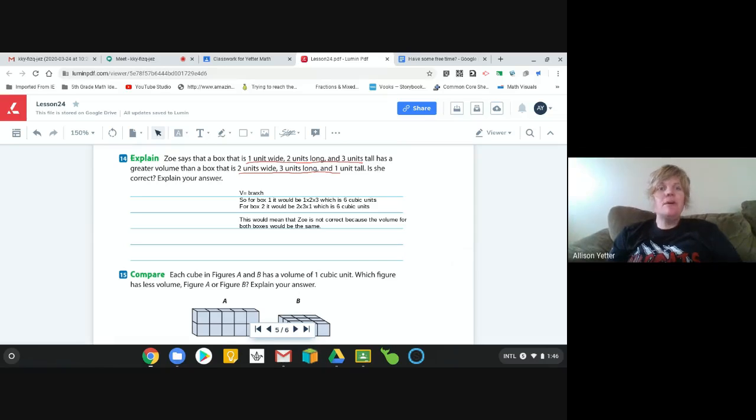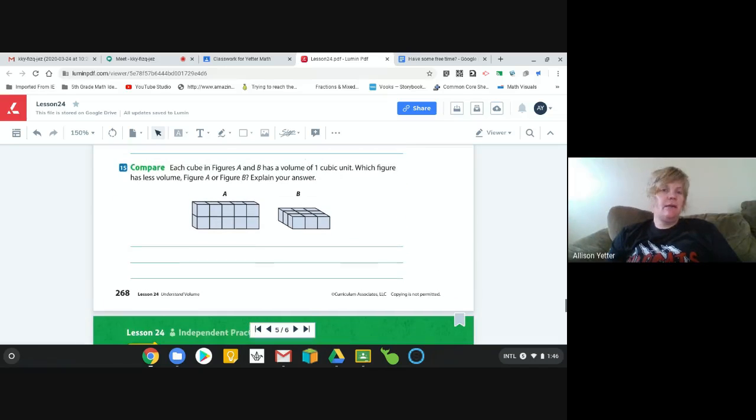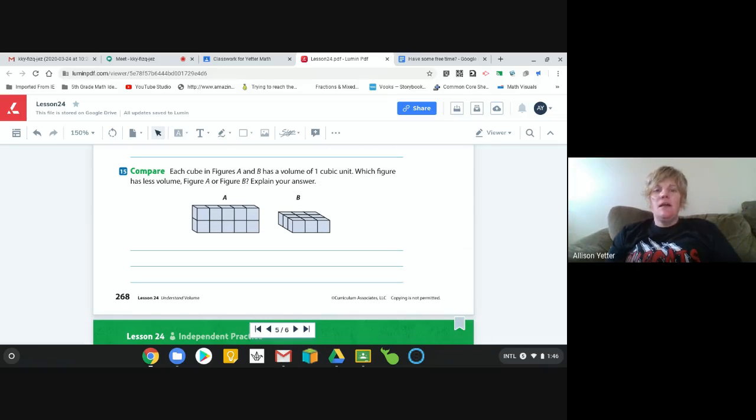And like I said before, if you need to pause, go ahead, because we're going to move on to our last question for today, which is number 15. Comparing. So we're going to look at A and we're going to look at B. And the volume is 1 cubic unit. That's our little measuring piece. Which figure has a less volume, figure A or figure B? And explain your answer. So go ahead and pause, get an answer in there, and then unpause so that you can hear my answer for that.